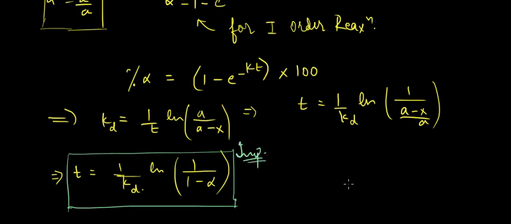So with this we come to the end of this lecture. In the next lecture we'll be talking about the half-life for the same, and we will also be seeing some graphs, and we'll also see how the independence of the initial concentration of reactant has an effect on the course of the reaction or on the rate of reaction.